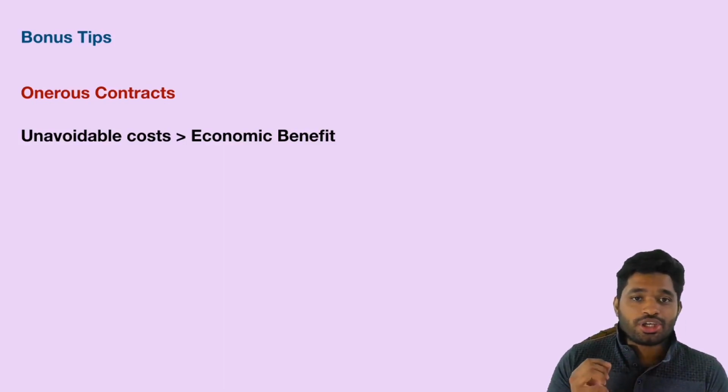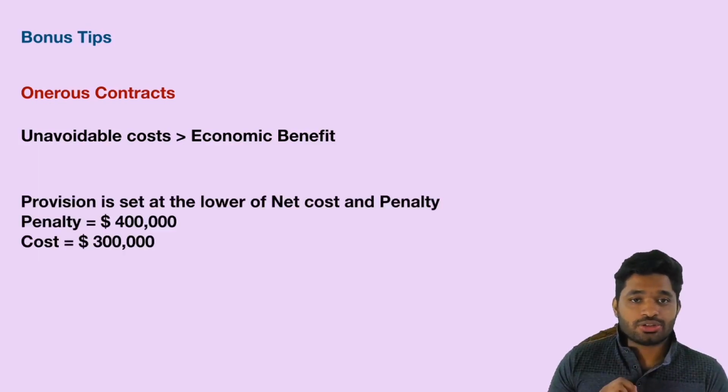Now, for you to keep a provision on onerous contract, you need to look at two values. First, you need to look at the penalty that is payable. The second one is the cost of completing the contract. Out of these two values, you select the lowest one. So on screen, there are two values. There's a penalty of 400,000 and there's a cost of 300,000. So you select what? Correct. You select the cost of 300,000.